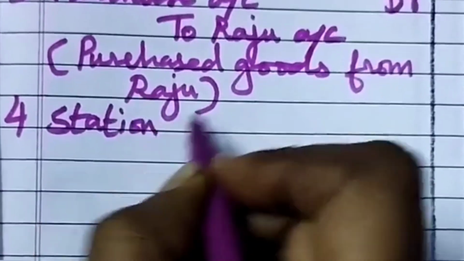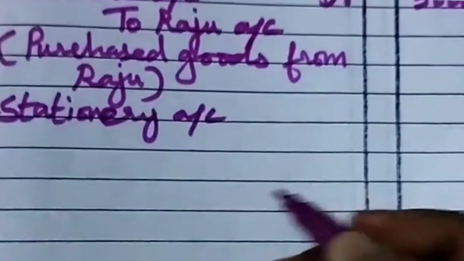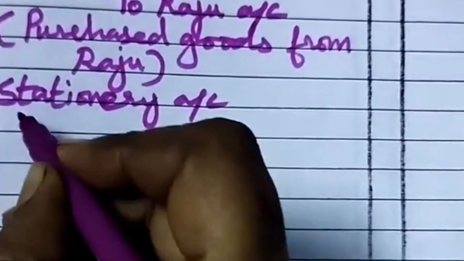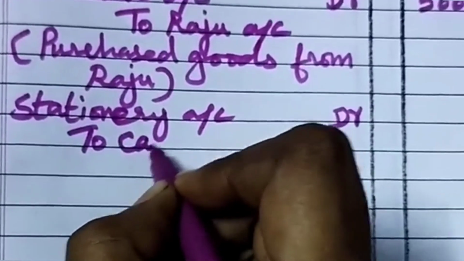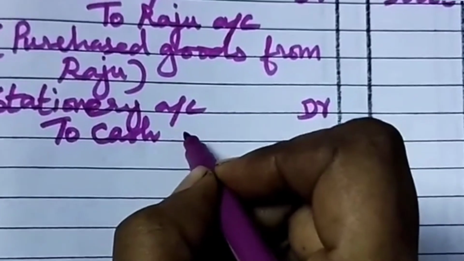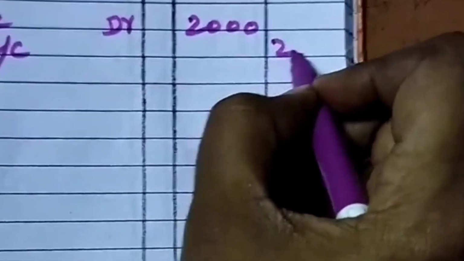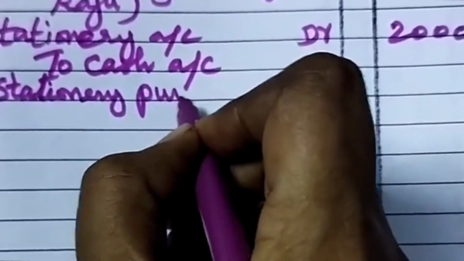Because we received the stationery. Debit what comes in. As per the real account, we are debiting stationery account. So debtor. To, cash is going out. So as per real account, credit what goes out. So we have to write cash account. Under the debit, we have to write 2,000. Like that, under the credit also we have to write 2,000. Okay. Then we have to write the narration. Stationery purchased.